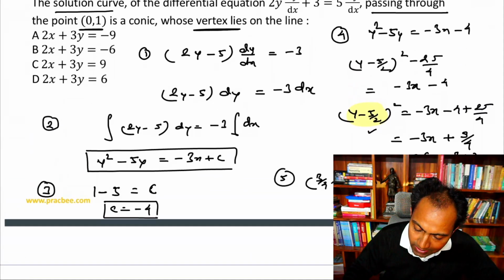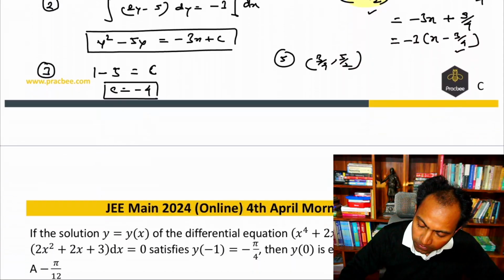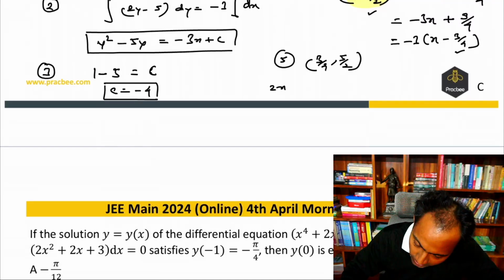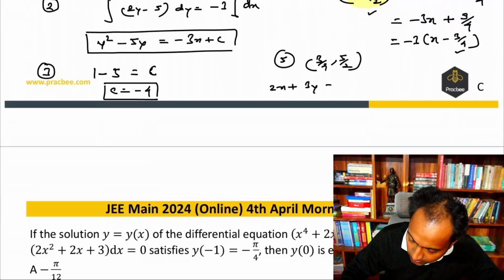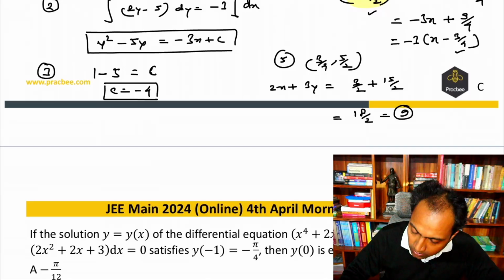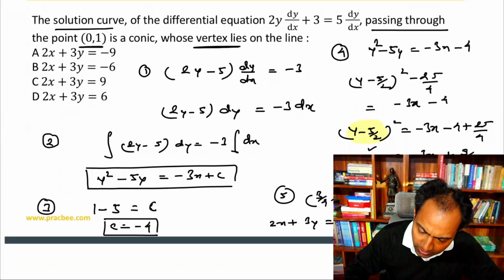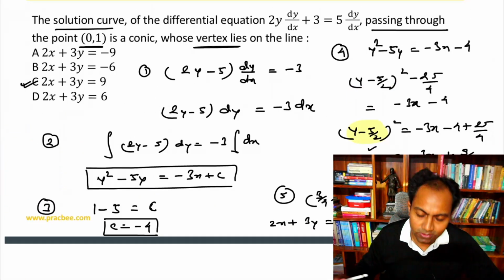Now the option says, what is the value of 2x plus 3y? So let us do 2x plus 3y. If I put 3 by 4, this will become 3 by 2, and if I put 5 by 2, this will become 15 by 2. It will add up to 18 by 2, that is nothing but 9. So let us see that. You can see that option C comes out to be the correct one.